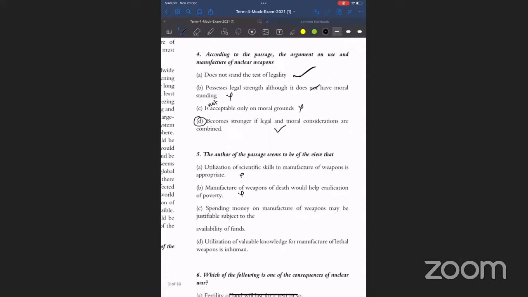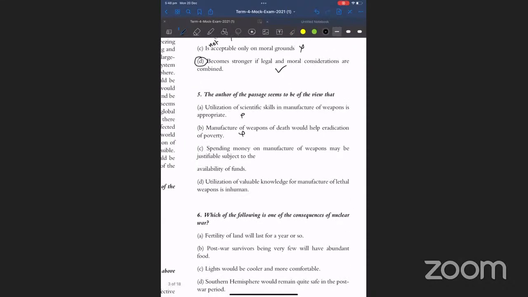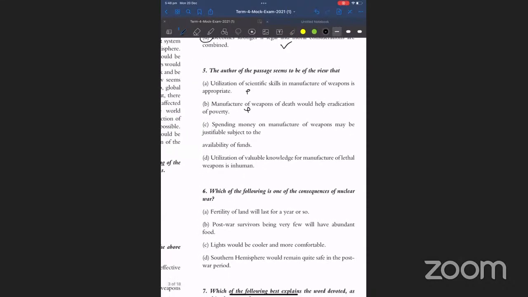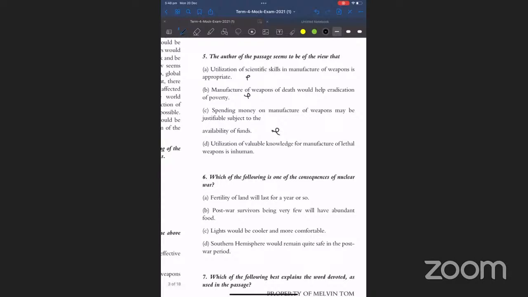All right, next. "Spending money on manufactured weapons may be justifiable subject to the availability of funds." No, it doesn't say that at all. "Utilization of valuable knowledge for manufacture of weapons is inhuman." Yeah, it kind of says that. So all three of them are incorrect, but D is the most correct one. So the answer is D.